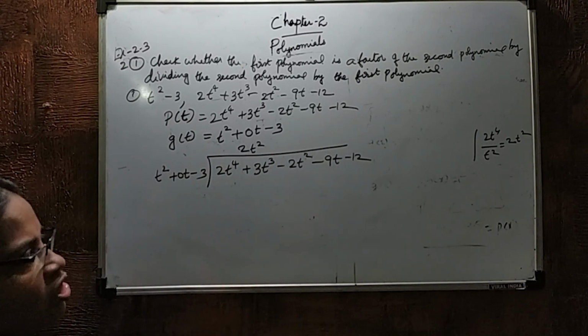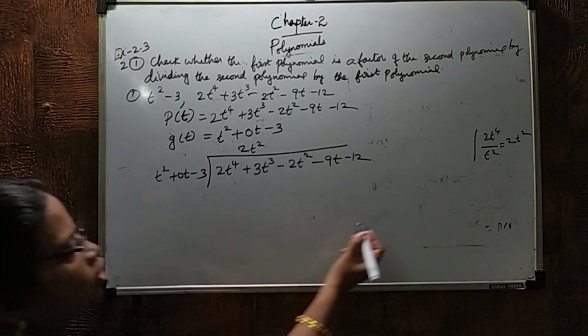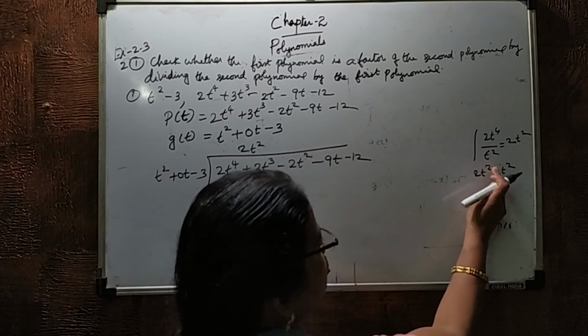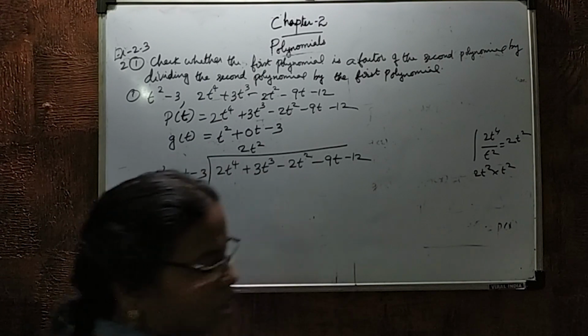Now multiply each one. 2 into t square, it is 2t square into t square. A raised to m into a raised to n is equal to a raised to m plus n.